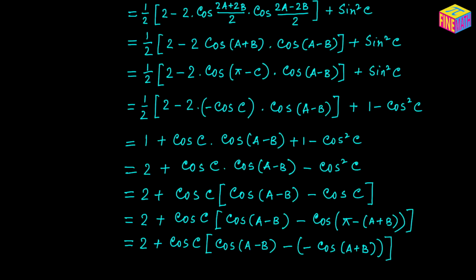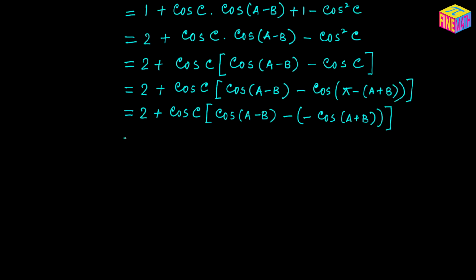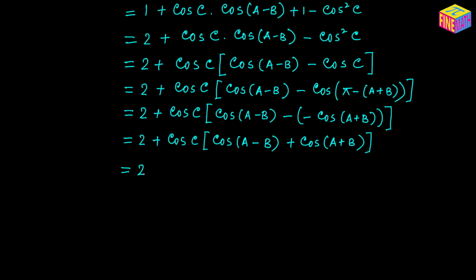And then in the next step, we can write this as 2 plus cosine of c times cosine of a minus b plus cosine of a plus b, and we know that cosine of a plus b plus cosine of a minus b is equal to 2 times cosine of a times cosine of b. So then we can write it as 2 plus cosine of c, and within the bracket it would be 2 times cosine of a times cosine of b. That's another trigonometric concept we are using here.